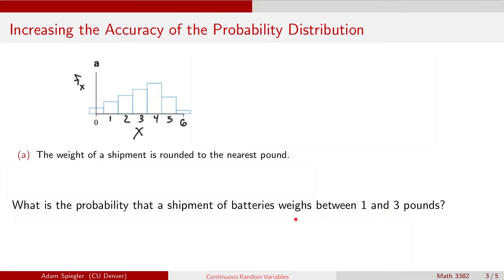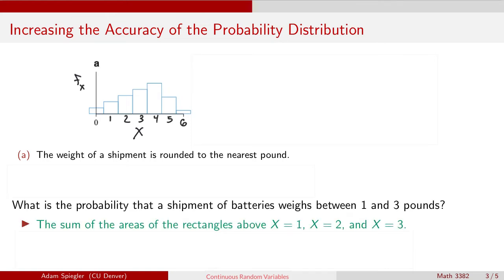If we wanted to answer, for example, what is the probability that a shipment of batteries weighs between 1 and 3 pounds, then what we would need to do is look at this distribution in A and add up the probability that it weighs exactly 1 pound, the probability that the shipment weighed 2 pounds when we rounded its weight, plus the probability that the rounded weight was 3 pounds. So we would add up the areas of these three rectangles, and that would give us an approximation for the probability that a random shipment of batteries weighs between 1 and 3 pounds. This is what we've been looking at with discrete random variables.